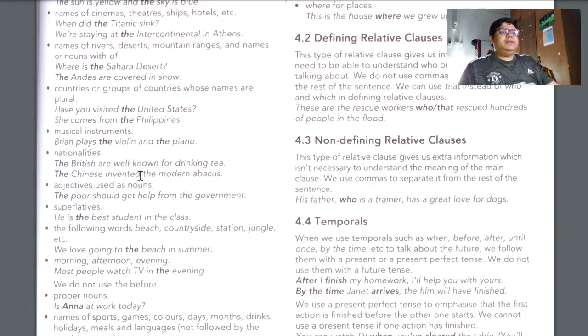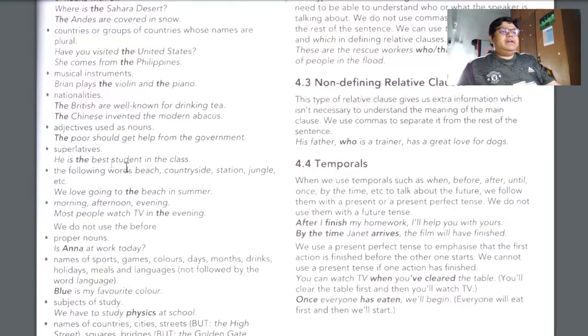Musical instrument. Brian plays the violin and the piano, the guitar contohnya. Okay, nationalities. Okay, nationalities ni kewarganegaraan. Okay, so kewarganegaraan tu ataupun macam kita nak refer kepada orang tu, orang dari negara mana. Contohnya Malaysian lah. Okay, so kita akan pakai artikel the Malaysian. Okay, the Malaysian artist.